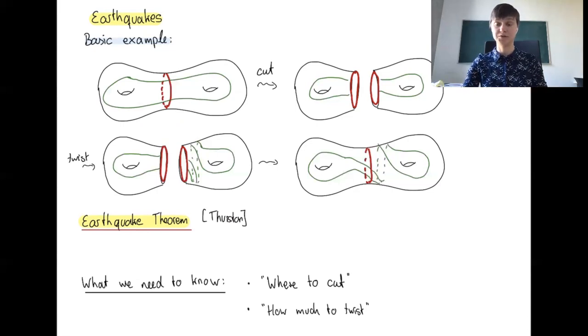So the topology of the surface didn't change, but the length of certain curves, for example, the length of the green curve changed. So we have a different hyperbolic structure now. And now you might have an idea, or at least this is what I imagine, why Thurston called this an earthquake. The different sides of the curves are moved against each other, just like the faults in a real earthquake.